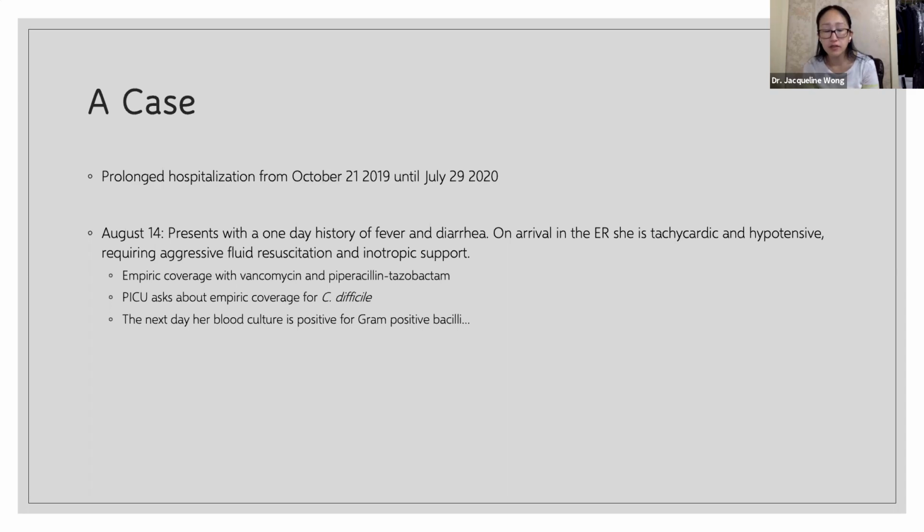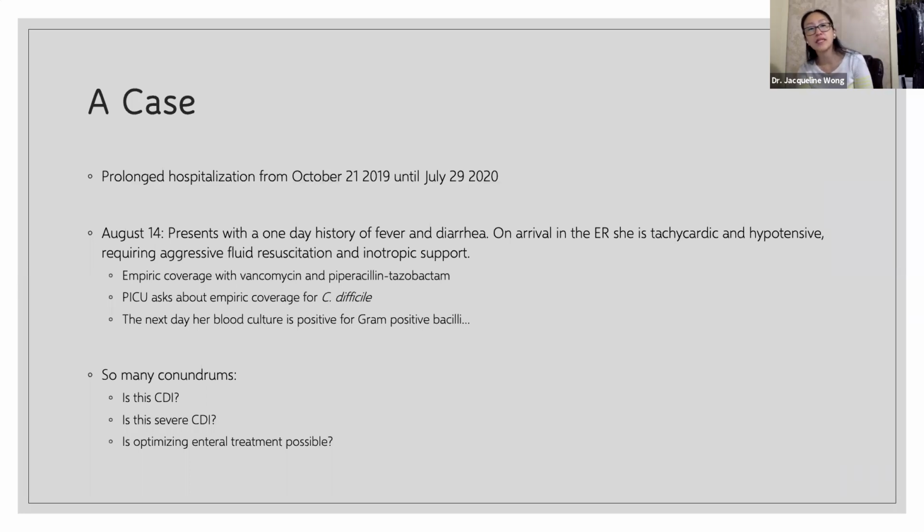The PICU was consulted to see her, and they were admitting her, and they asked us about empiric coverage for C. difficile. Is this necessary given how many supposed episodes she's had? And then the next day, her blood culture is positive for gram-positive bacilli. So there was a lot of concern about her clinical status.